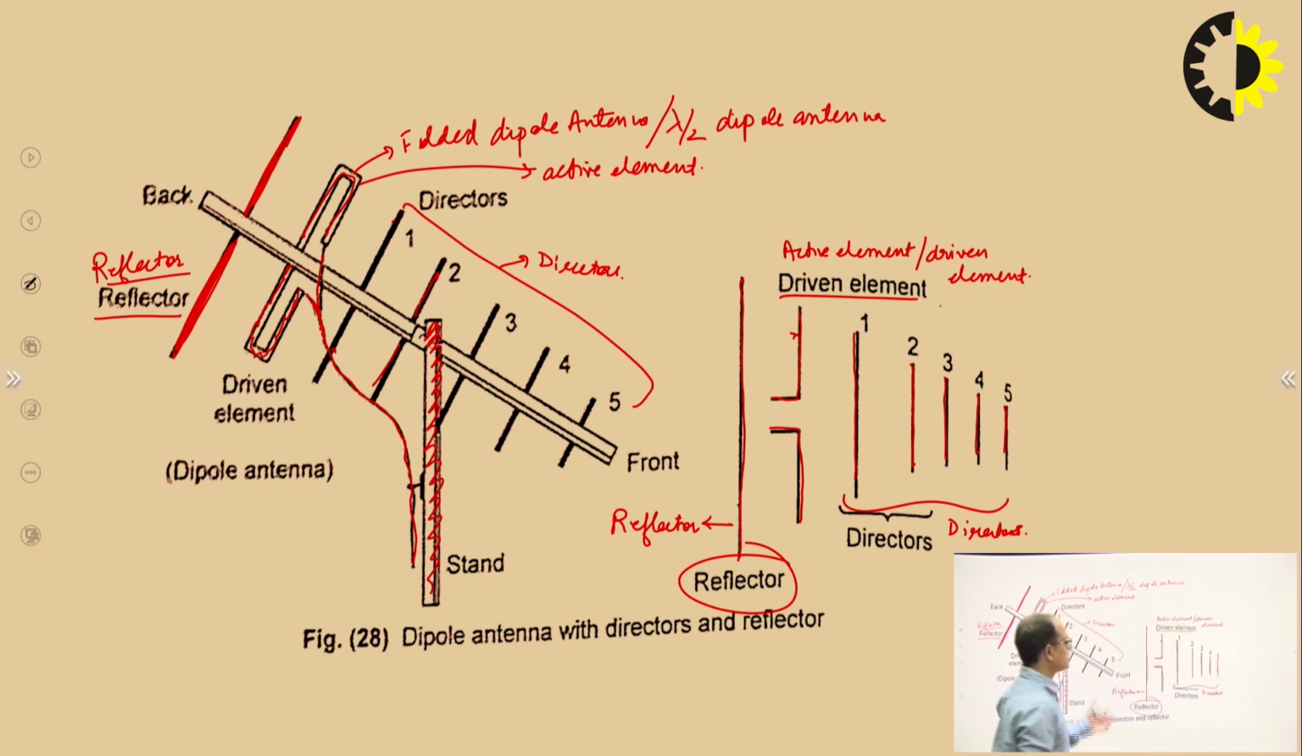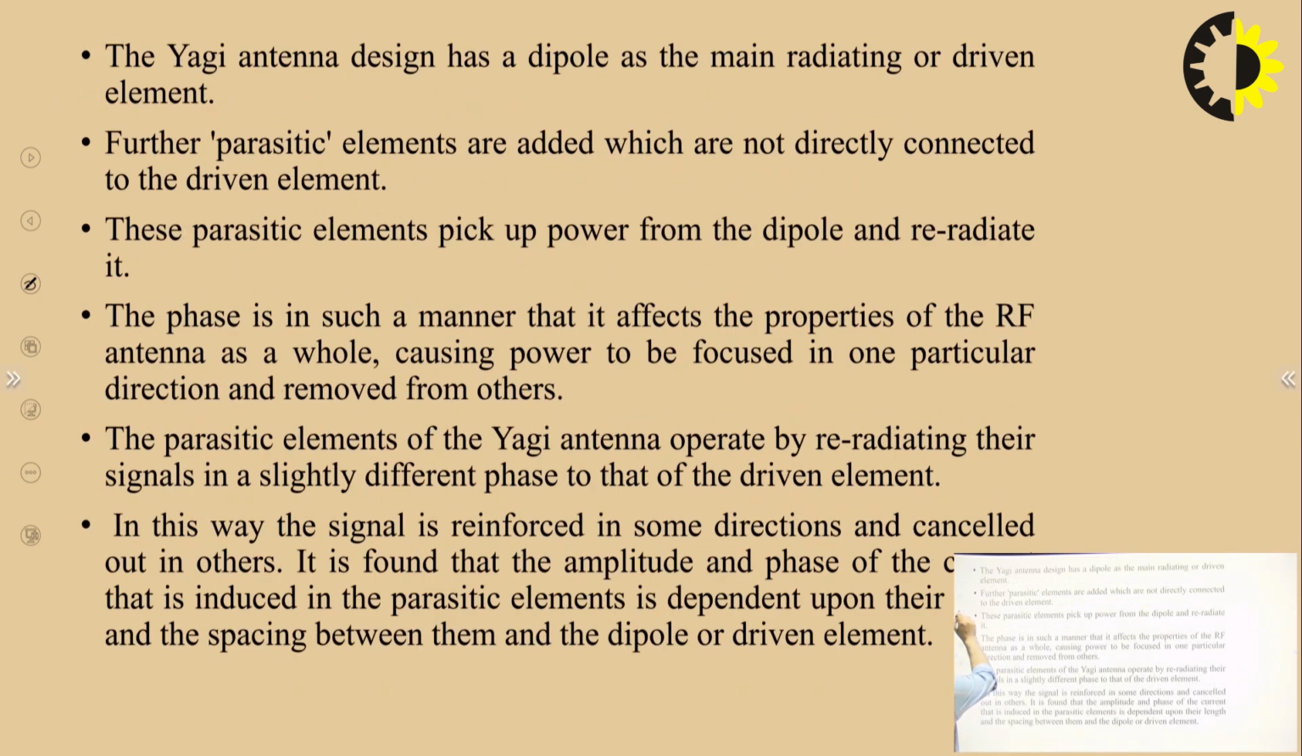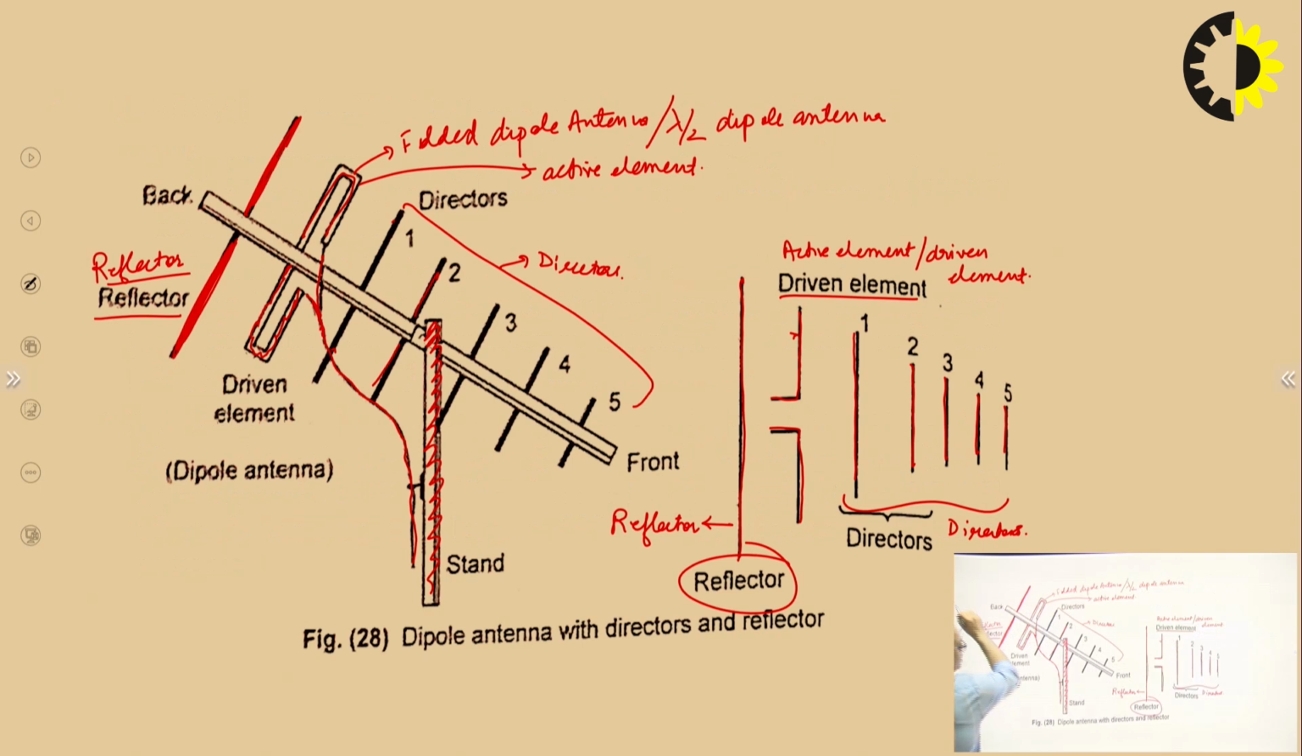So, you will see here that the main source is provided to this driven element. So, how does it work? You will see that this is the active element, and this is the source which is mainly provided to this antenna, known as the active element. These are also known as the parasitic elements, and this is also a parasitic element.